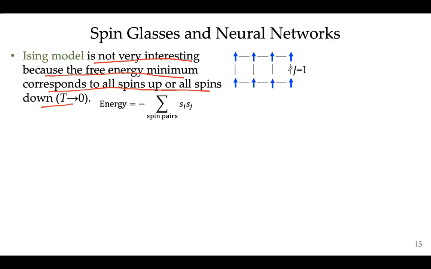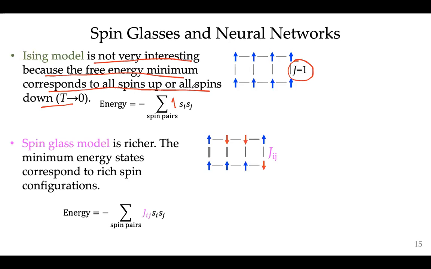The reason that happens is because all the interactions, all these bonds between the spins, are taken to be the same in this model. In this case, we took it to be 1. But it doesn't have to be. There are other models which model certain physical systems. They're called spin glass models. They're actually richer. In spin glass models, the minimum energy states correspond to rich spin configurations.